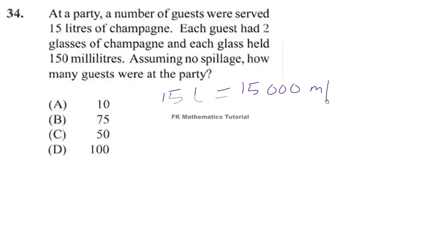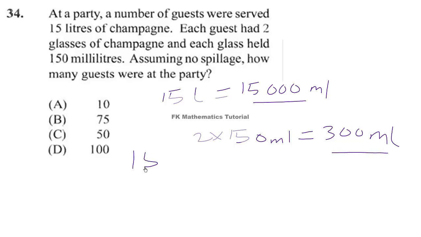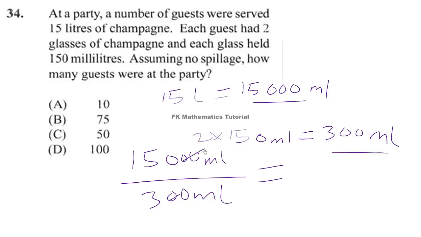Now, we're told that each guest had 2 glasses of champagne and each glass held 150 milliliters. So it means each person had 2 times 150 milliliters of champagne, and this is equal to 300 milliliters. So to get the total number of people, we divide this by this. So 15,000 milliliters over 300 milliliters will be equal to, this will cancel this, then 3 here will be 5. So there are 50 people.